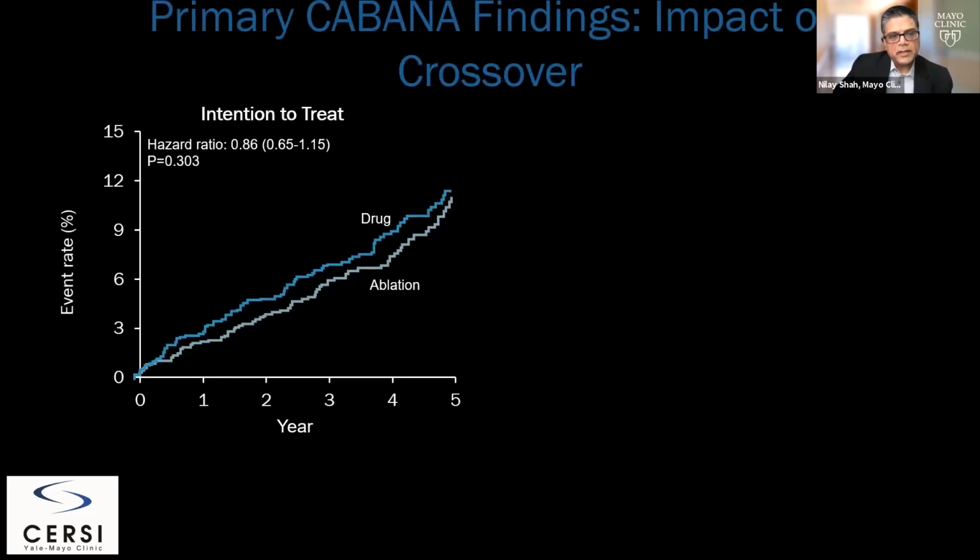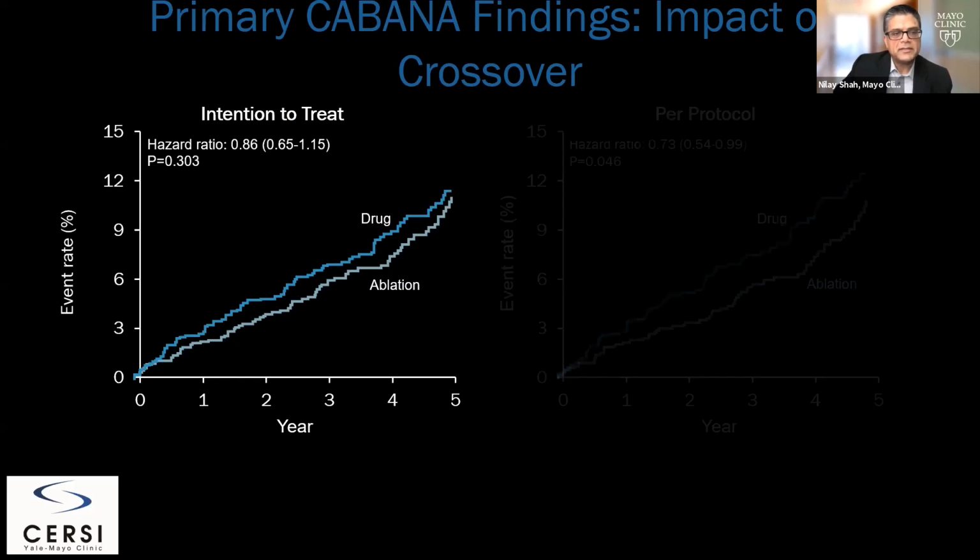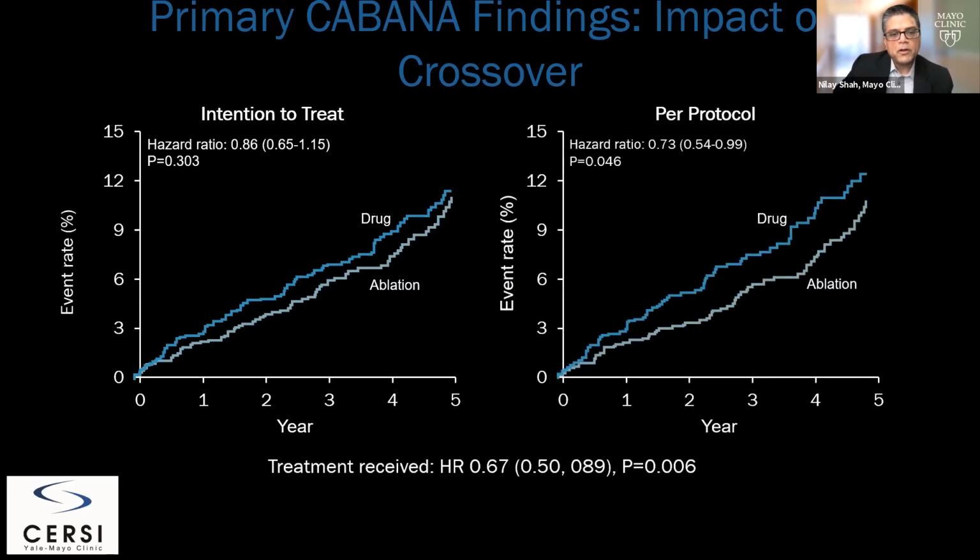As we look at the CABANA findings, the intention to treat analysis showed a hazard ratio of 0.86. However, the per protocol as well as the treatment received analyses had slightly different results. The per protocol analysis showed a hazard ratio of 0.73, and the treatment received was 0.67. So even though the trial was completed, there was quite a bit of discussion in the electrophysiology community: how do you interpret the results of this trial?